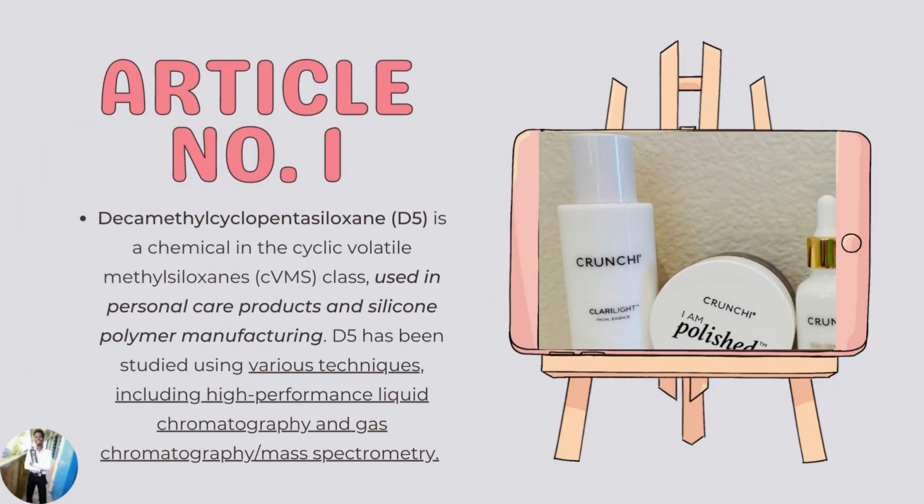Introduction for the first article. D5 is a chemical in the cyclic volatile methylsiloxane class, used in personal care products and silicone polymer manufacturing. D5 has been studied using various techniques, including high-performance liquid chromatography and gas chromatography or mass spectrometry.